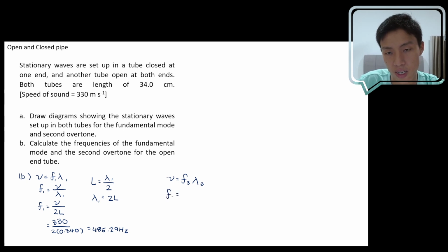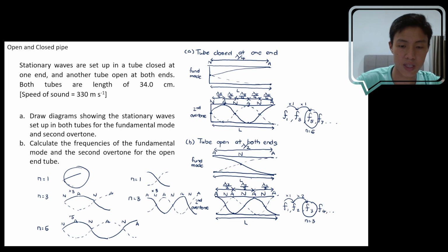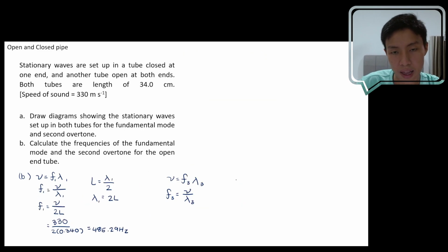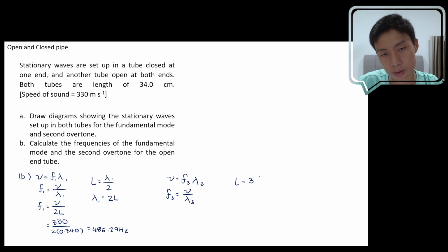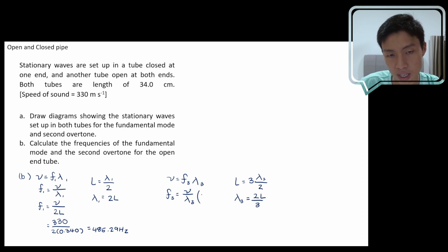So focus again is F3, so bring shiftings around, F3 is V over lambda 3. Let's find the relationship between these two things. Length is equals to 3 times of lambda over 2. Okay, length is equals to 3 times of lambda over 2. So shifting around to get the subject as your wavelength, this will be 2 over 3 times L. Okay, so now we can bring this in over here. This will be 2L over 3. Now you're just left with substitution.